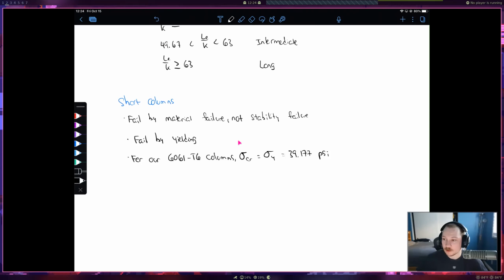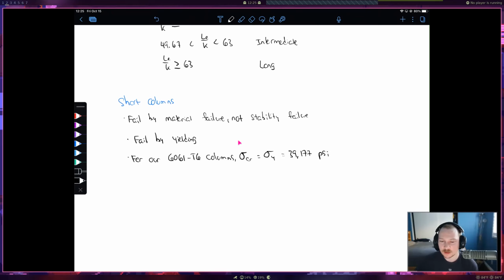Okay, so for the aluminum columns that we have, the critical stress is going to be equal to the yield stress, and that's 39,177 psi. Okay, so that's when they're going to fail.